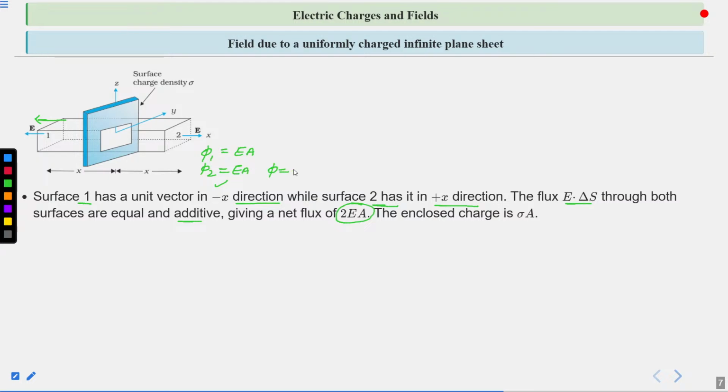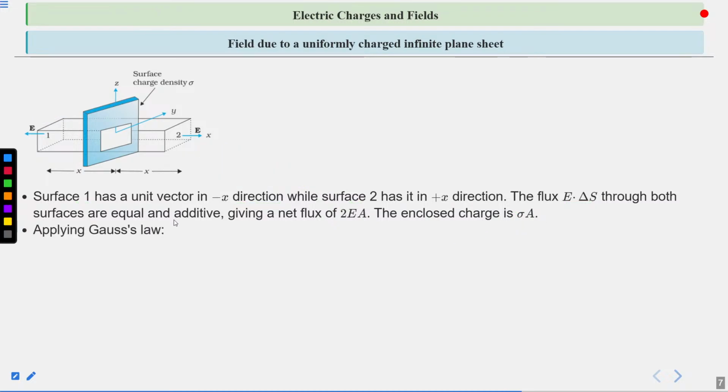So what will be the total flux? Total flux phi is equal to phi 1 plus phi 2. Add this, and you will get 2EA. Clear? 2EA is the total flux, and the enclosed charge is sigma into A.